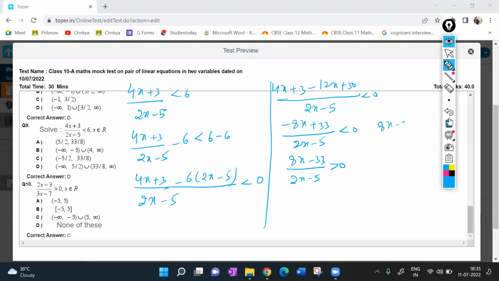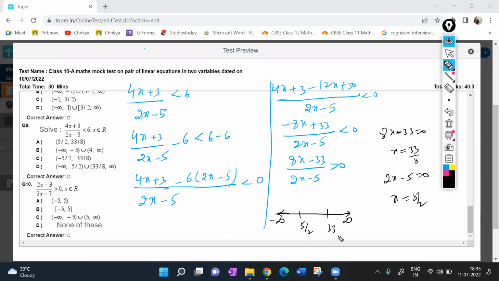8x minus 33 is equal to 0. x is equal to 33 by 8. And this is one critical point. Another critical point is 2x minus 5 is equal to 0. x is equal to 5 by 2. Okay. So minus infinite to plus infinite. So 5 by 2 here, 33 by 8.